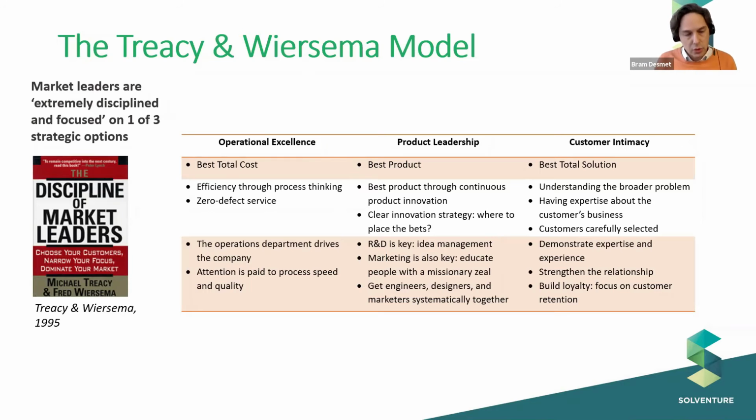And they came to two conclusions. One, market leaders make a choice. And Treacy and Wiersema proposed three options: operational excellence, product leadership, and customer intimacy. And two, once they have made a choice, they are extremely disciplined and focused in executing that choice. Option number one, operational excellence.